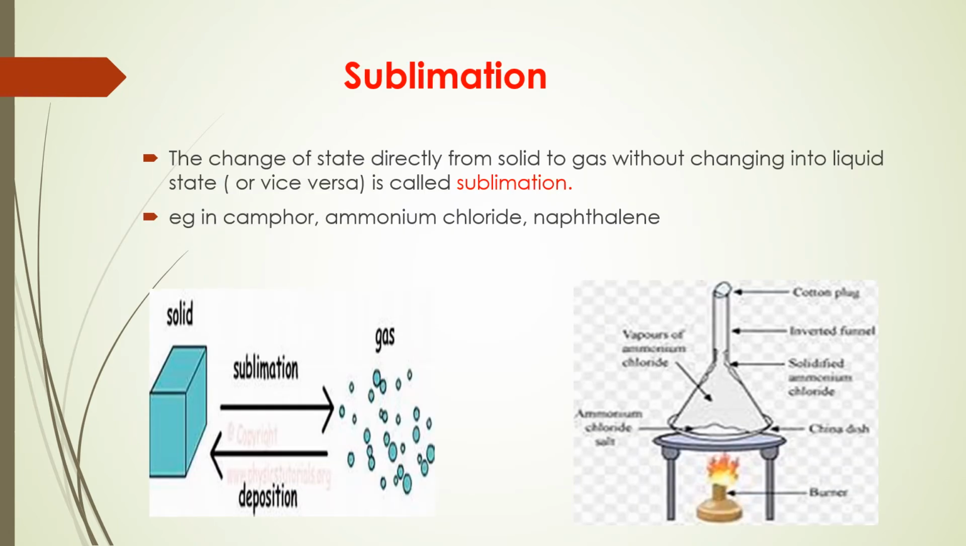Sublimation. The change of state directly from solid to gaseous state without changing into liquid state, or vice versa. Vice versa means from gaseous state to solid state, is called sublimation. For example, this process is seen in camphor, ammonium chloride and naphthalene balls.